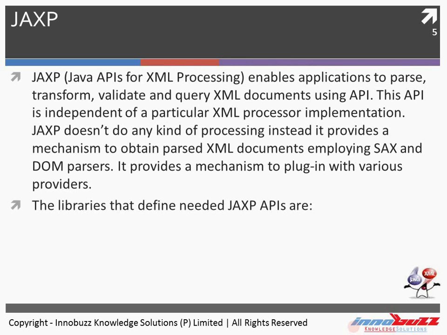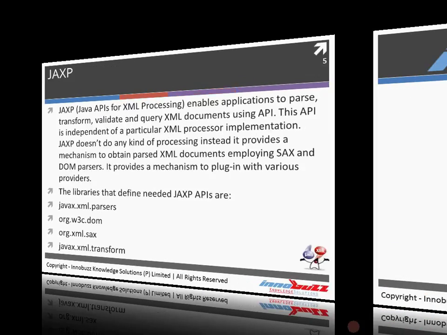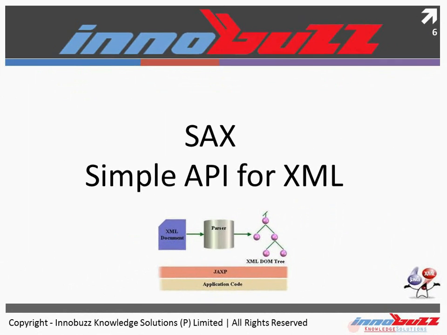The libraries that define the needed JAXP APIs are javax.xml.parsers, org.w3c.dom, and org.xml.sax. Finally, you have javax.xml.transform for transformation techniques. So let's see one of the parsers from JAXP, that is Simple API for XML, SAX.